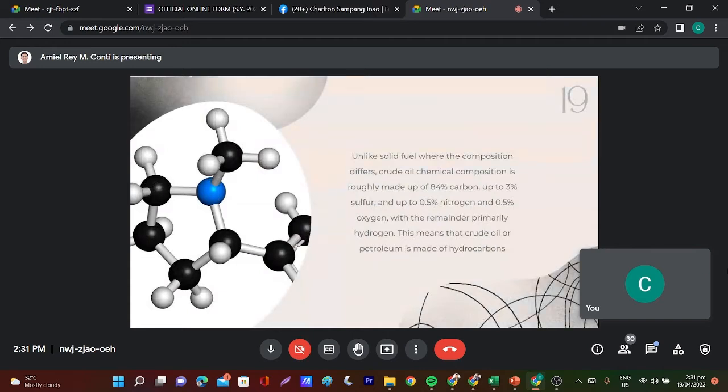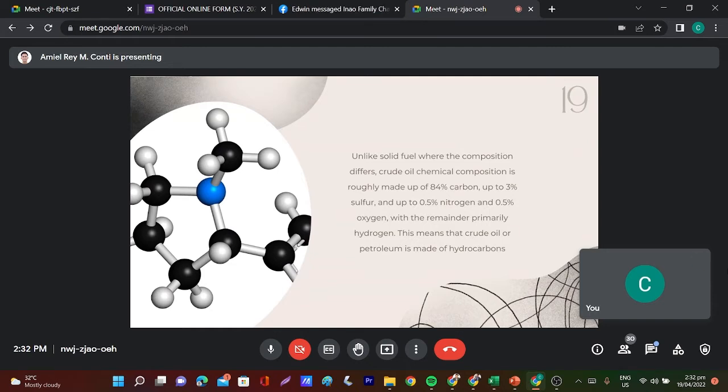Unlike solid fuel, where composition differs, crude oil chemical composition is roughly made up of 80% carbon, up to 3% sulfur, and up to 0.5% nitrogen and 0.5% oxygen, with the remainder primarily hydrogen. This means that crude oil or petroleum is made of hydrocarbons.